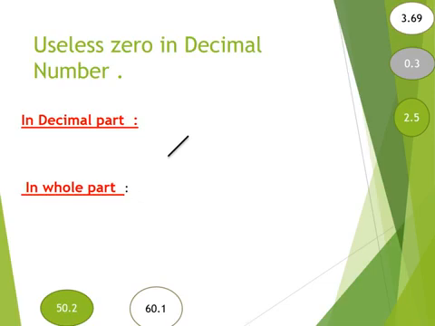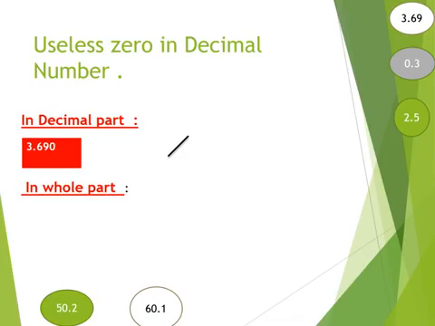Good morning, grade 5. Today we will talk about the useless zero in decimal numbers. As we know, a decimal number has a decimal part and a whole part. Now, in the decimal part, only the zero at the right is useless, if there is no digit after that zero.